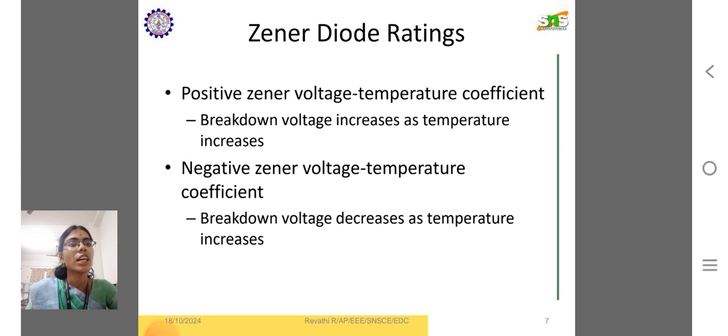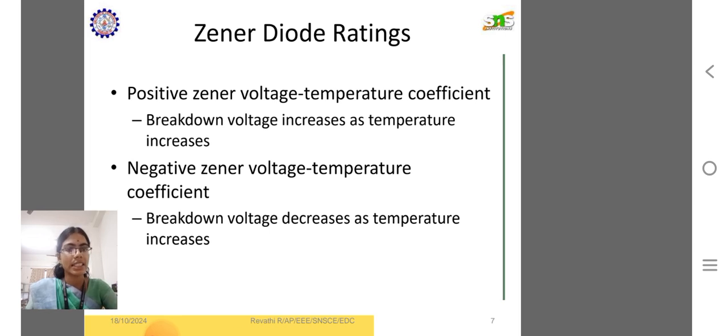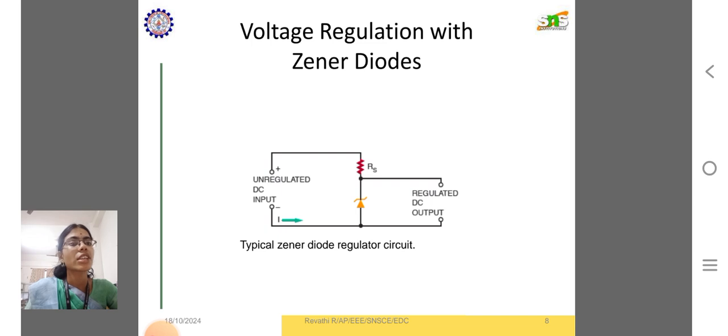diode. Ratings: positive Zener voltage temperature coefficient, where breakdown voltage increases as temperature increases. Negative Zener voltage temperature coefficient, where breakdown voltage decreases as temperature increases. Voltage regulation with a Zener diode is applied by an unregulated DC input, where the output is a regulated DC. A typical Zener diode regulation circuit.